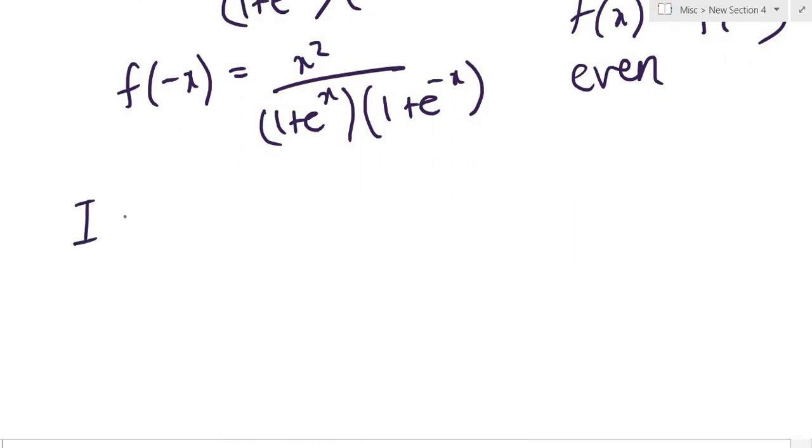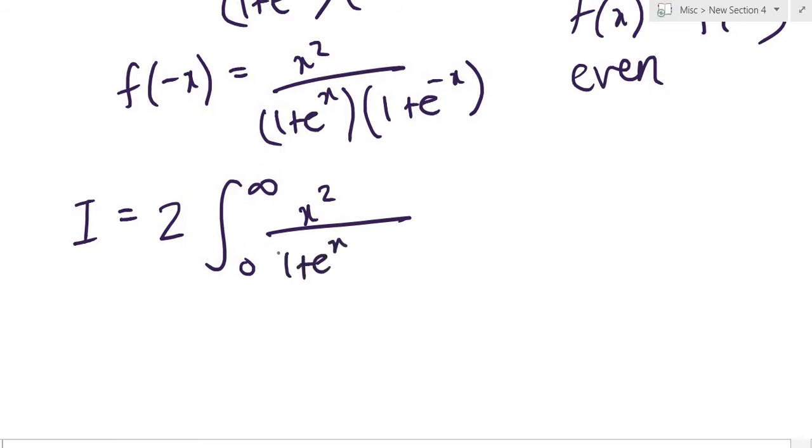So we can convert our integral now as 2 times the integral from 0 to infinity, so half of the interval. Twice the integral over half the interval of x squared over 1 plus e to the x times 1 plus e to the negative x dx.